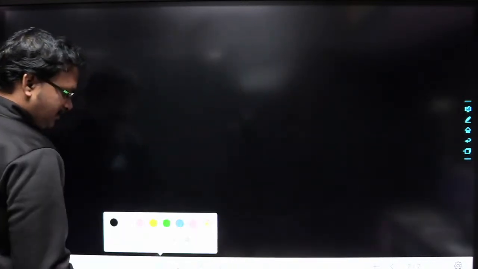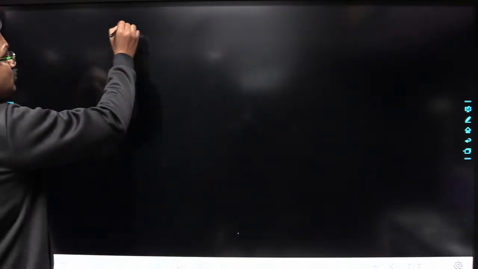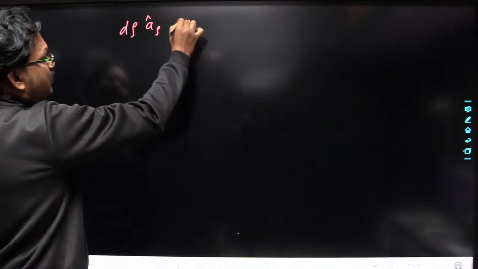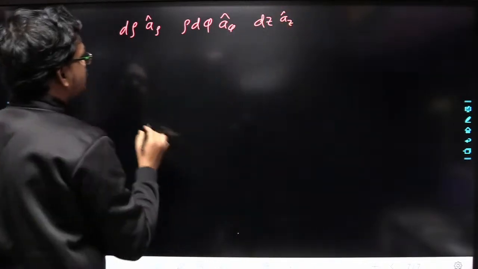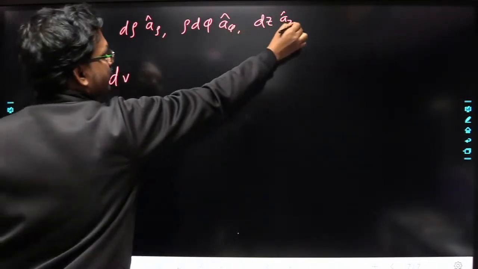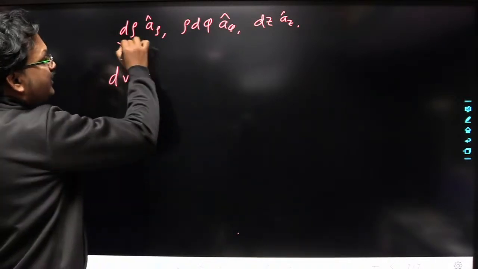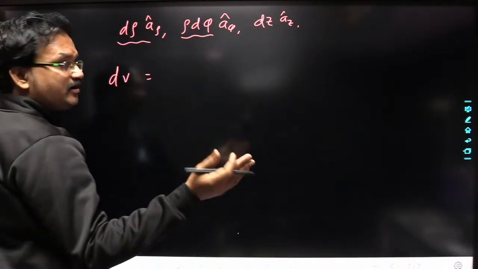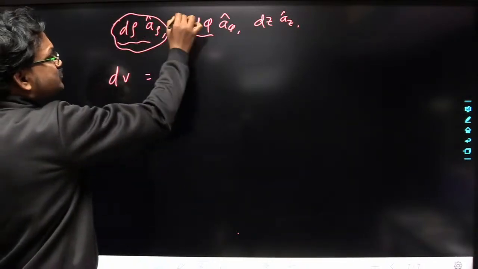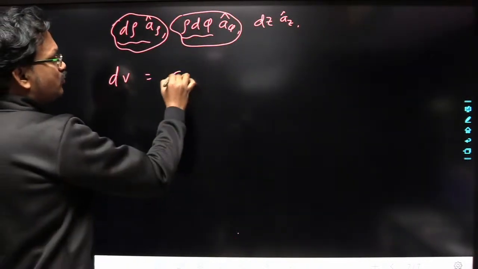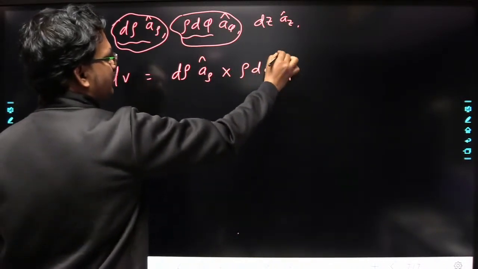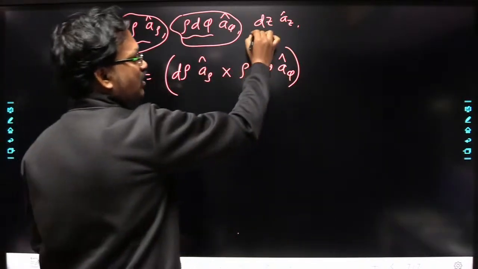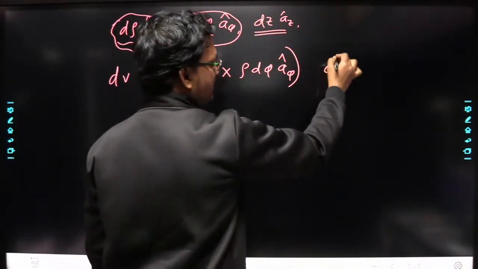Okay. So finally, we try to get the mathematical expression for the volume of the cylinder. Here the differential lengths are d rho a rho cap, rho d phi a phi cap, dz a z cap. Understood? So what is the differential volume here? In order to get the differential volume, take any surface and extend that surface in its perpendicular direction. You can form the surface by doing the cross product between two differential lengths. So d rho a rho cap cross rho d phi a phi cap. This is the surface. You have to extend this surface along the z direction by dz units.